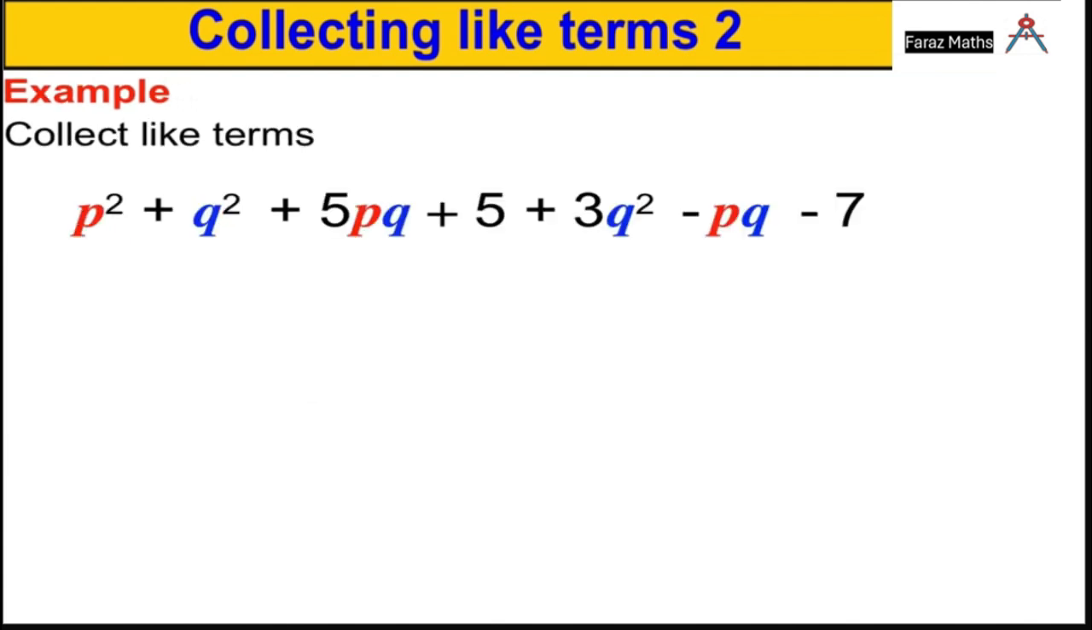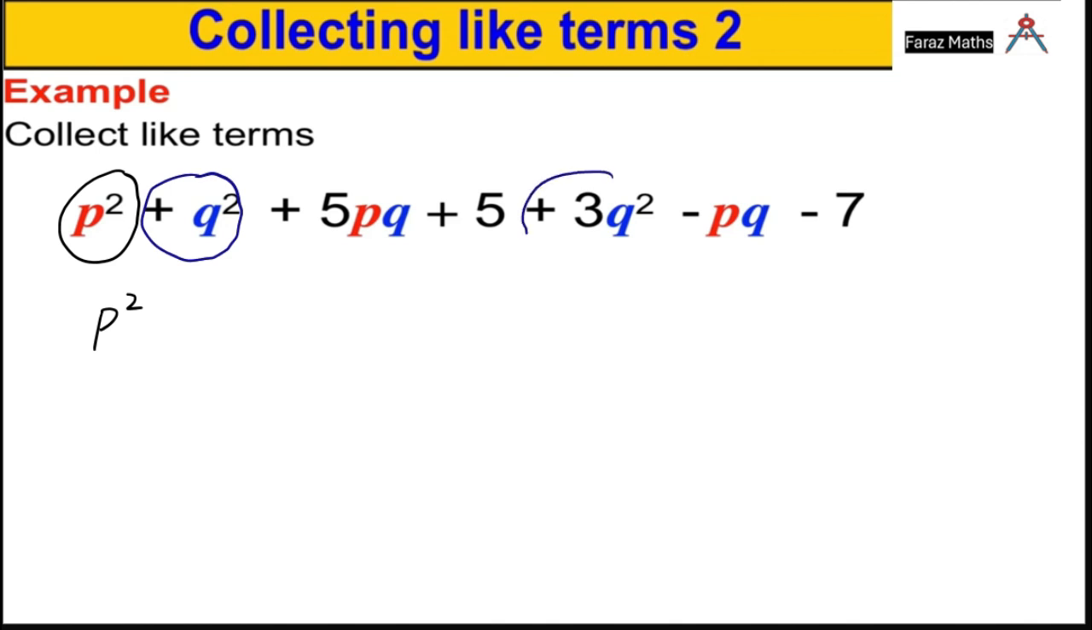Okay, next one. Collect like terms. P square plus Q square plus 5PQ plus 5 plus 3Q square minus PQ minus 7. So the first thing here we have to do is to look for P square term. So if there is only one P square term in the whole expression, you just need to write P square only. And then you have to check Q square term.